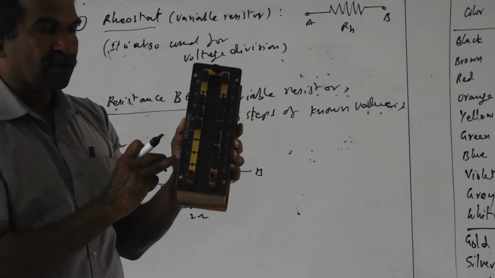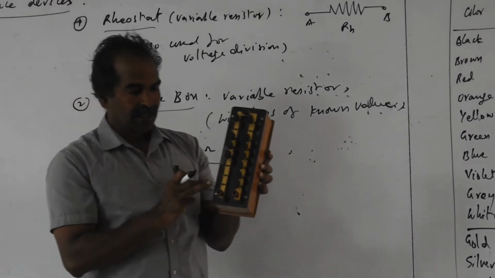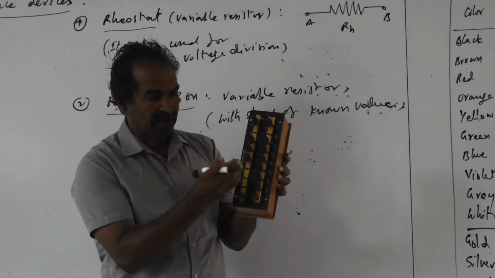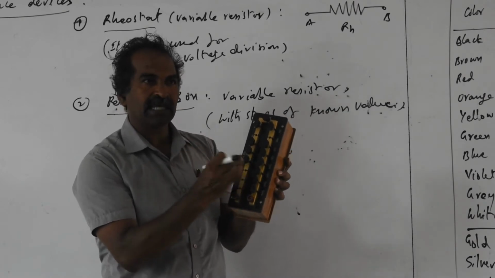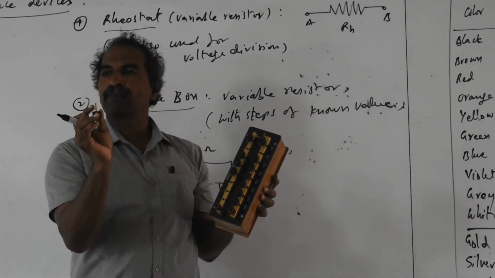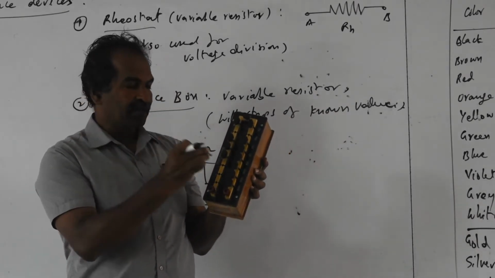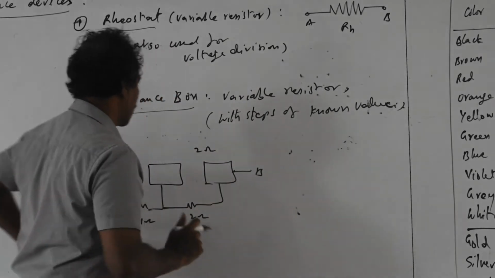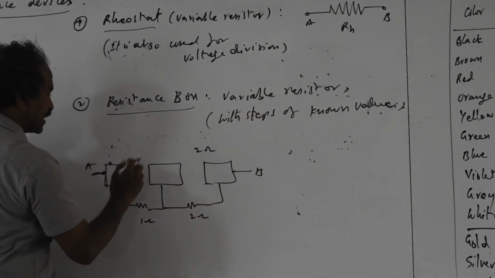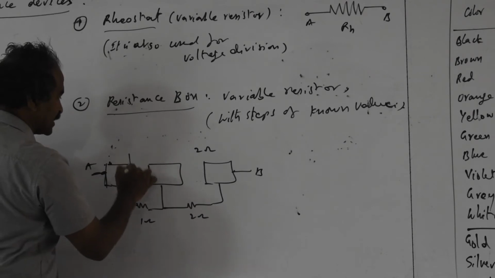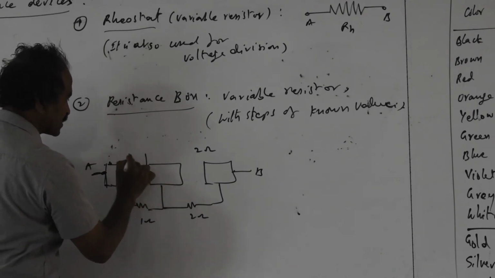Current has to pass through the resistance inside. If I keep the key, what happens? When I keep the key, it is made up of brass or copper, of low resistance. If I keep the key, current will pass through the key only. So if I insert the key here, touching this, this plastic knob will be there, but this is made up of brass.